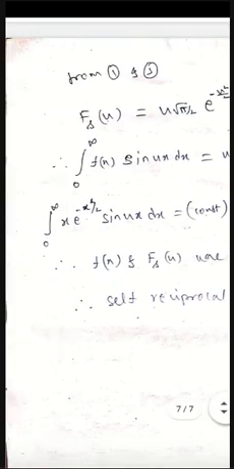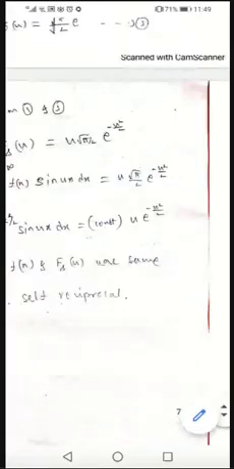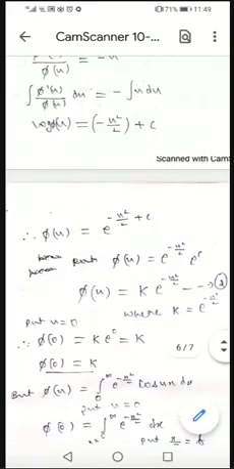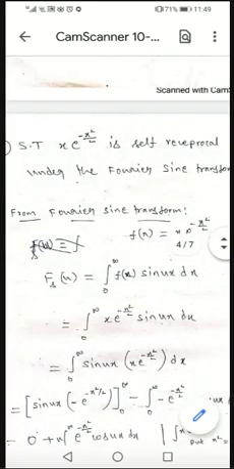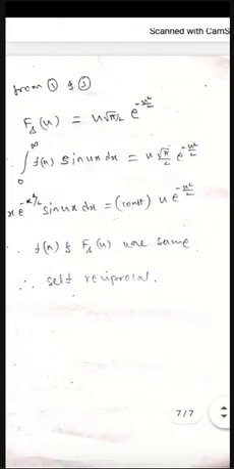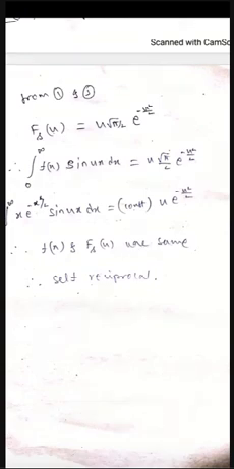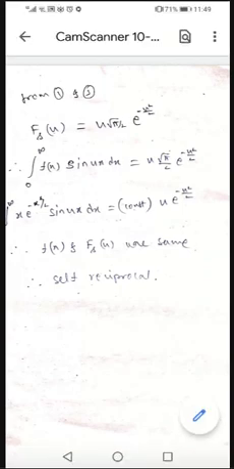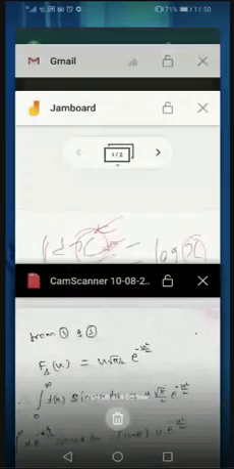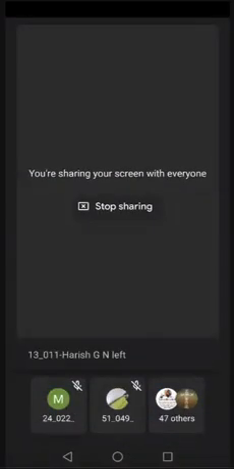So therefore, you can observe: is it the same as the given problem f of x? u e power minus u square by 2 is what we got as the answer. The question is x e power minus x square by 2. Both are one and the same. See that? It looks the same. So f of x and Fs of u are the same, and by that reason I can say it is self-reciprocal. That's it. Any questions, any doubts, feel free to ask me. Anything not understanding, please ask me.